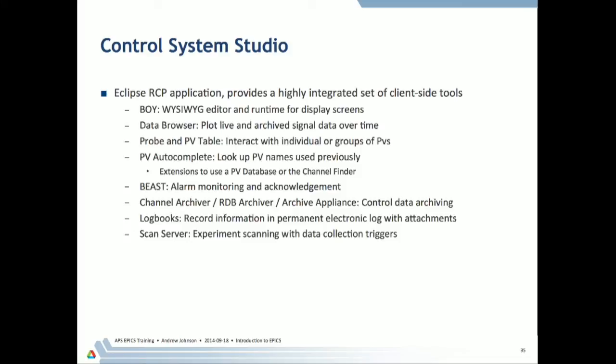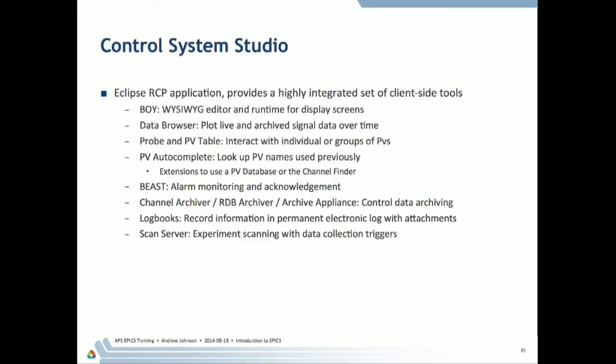you can actually click on a widget shown in BOY and right-click on there and pull up a menu item that says, show me that signal in the data browser. That's another one of the plugins, and that allows you to plot live data and also fetch archive data for that particular signal from the archiver over time, so that you've actually got integration very, very easily between those two tools. There are other tools like Probe and PV Table, which let you interact with and modify individual PVs or groups of PVs. And to save you having to do a lot of typing, they have autocomplete built into this stuff, so that you can actually start typing PV names and it'll show you a list of ones that you've used recently.